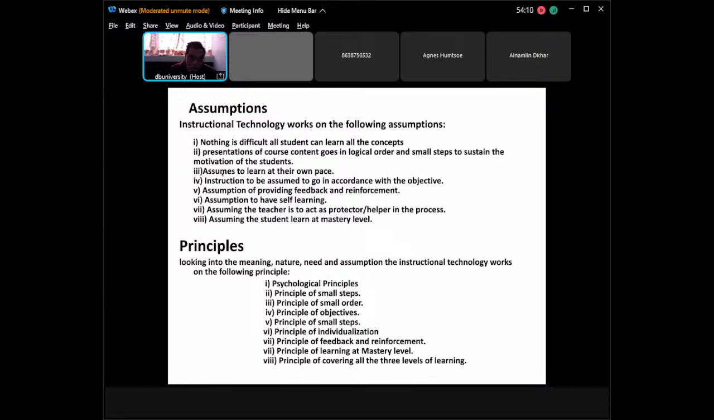Students are to be active, and students are to be assisted and helped by this proctor, by the teacher, or by anyone who is a slightly knowledgeable person in the field. The most important point put under the assumptions of instructional technology is that it is always assumed that students are to learn at the mastery level. When learning any subject, any course content, students are expected to learn at the mastery level.